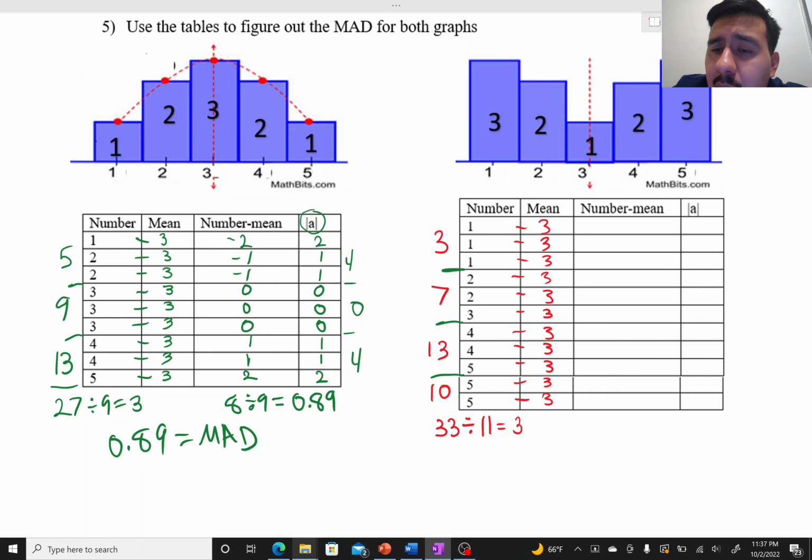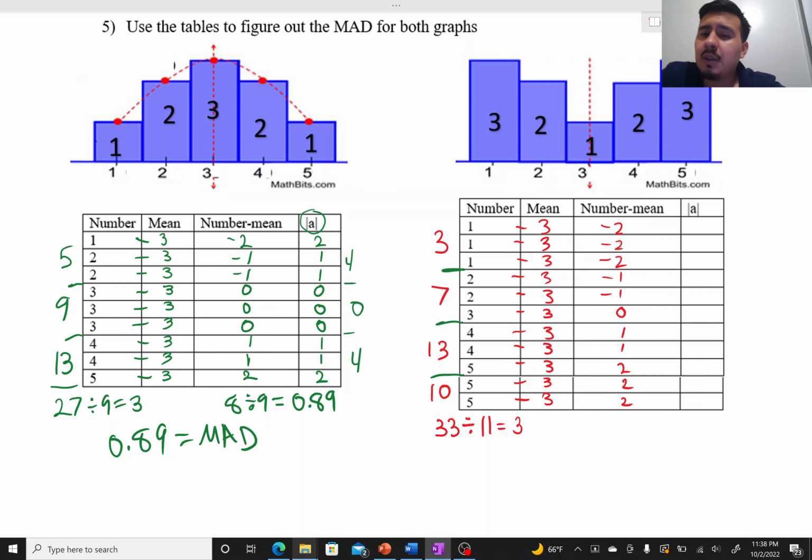So 1 minus 3 gives me negative 2. 1 minus 3, also negative 2, also negative 2. 2 minus 3 gives me negative 1. Negative 1 over here. 3 minus 3, that's 0. 4 minus 3 is 1. 4 minus 3 is 1. 5 minus 3 is 2, sorry, I got carried away with the ones. 5 minus 3 is 2. And then 5 minus 3 is 2.